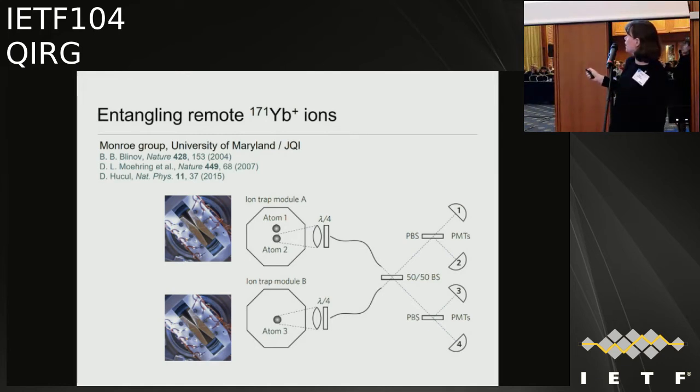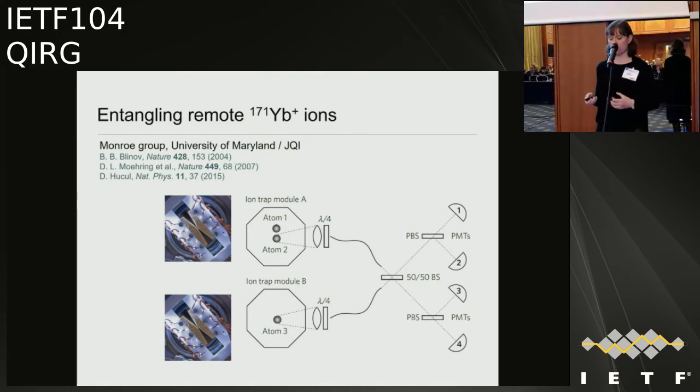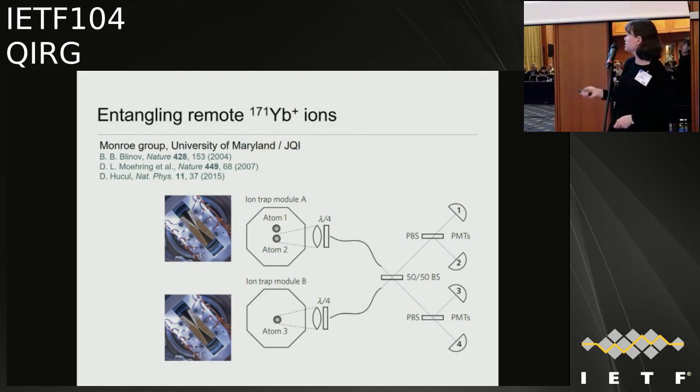And so they pick one atom from the first chamber, one atom from the second chamber. Each atom they manage to entangle with a photon. Those photons go onto a beam splitter here to erase information about the direction that the photons came from, and then they measure the photons at the end.